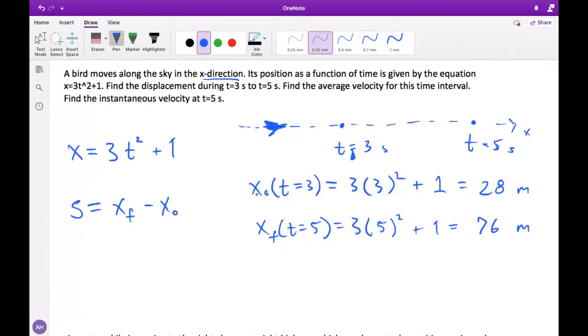Okay, so now we have our initial position, 28, and our final position of 76. And so the displacement in the x direction is simply going to be 76 minus 28, which gives us, let's see, 48 meters. Okay, so not too bad. This is our displacement.